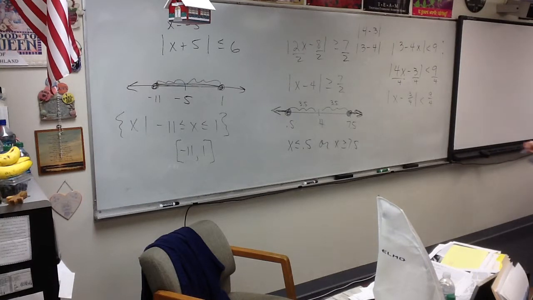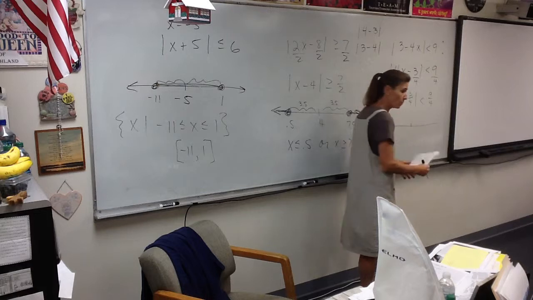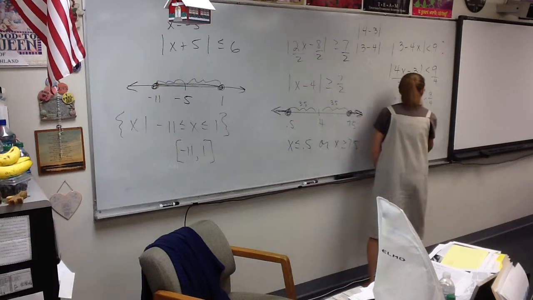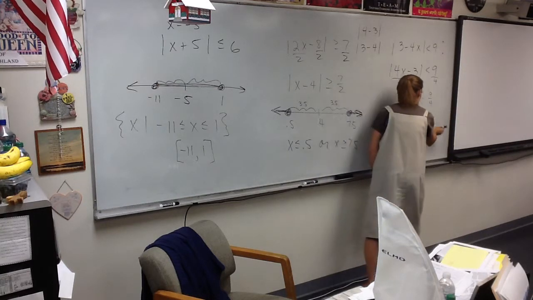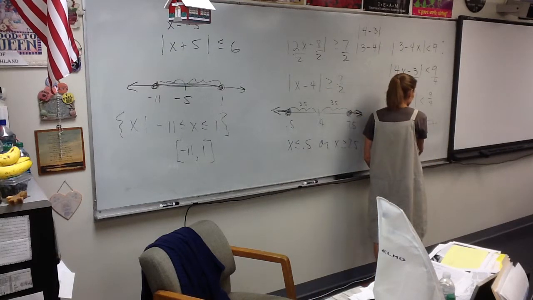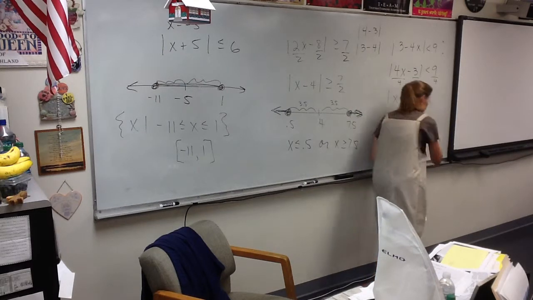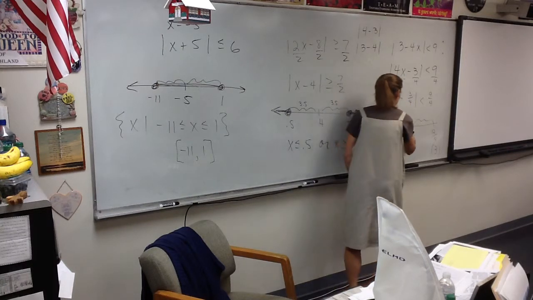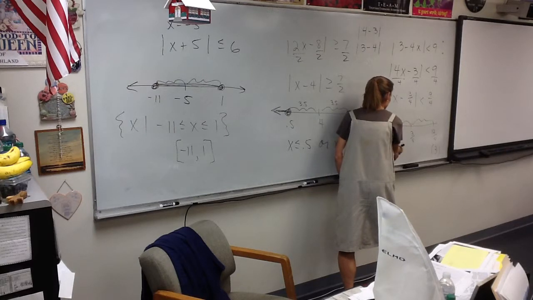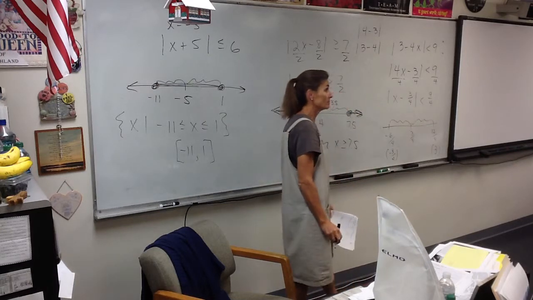Okay? Now, here's my number line. What number goes in the middle of the number line? 3/4. Now I'm going to count forwards and backwards how much? Not 3/4. 9/4. So 3/4 plus 9/4 would be 12/4, right? Which is 3. How about 3/4 minus 9/4? Negative 6/4, which reduces to negative 3/2.